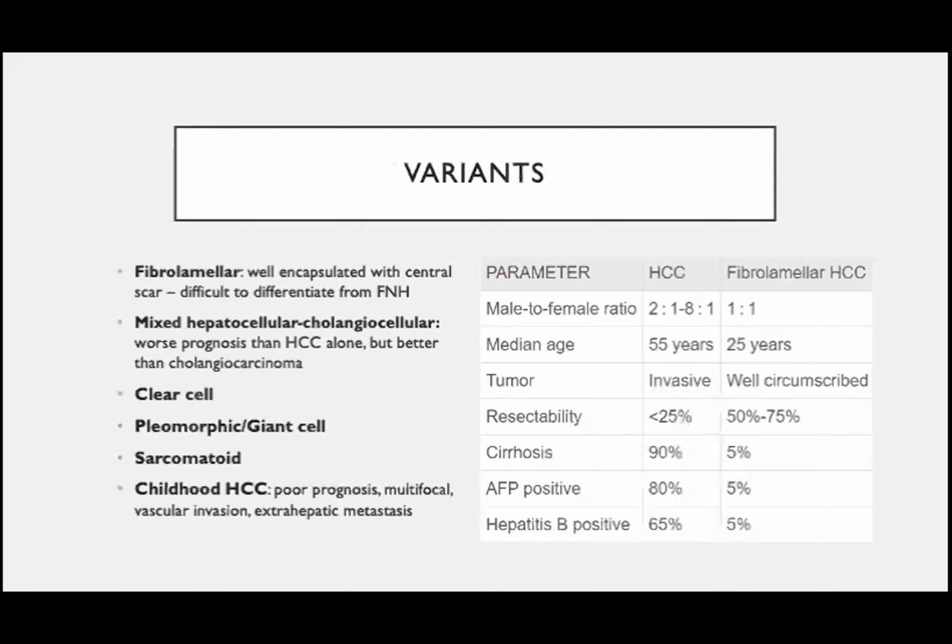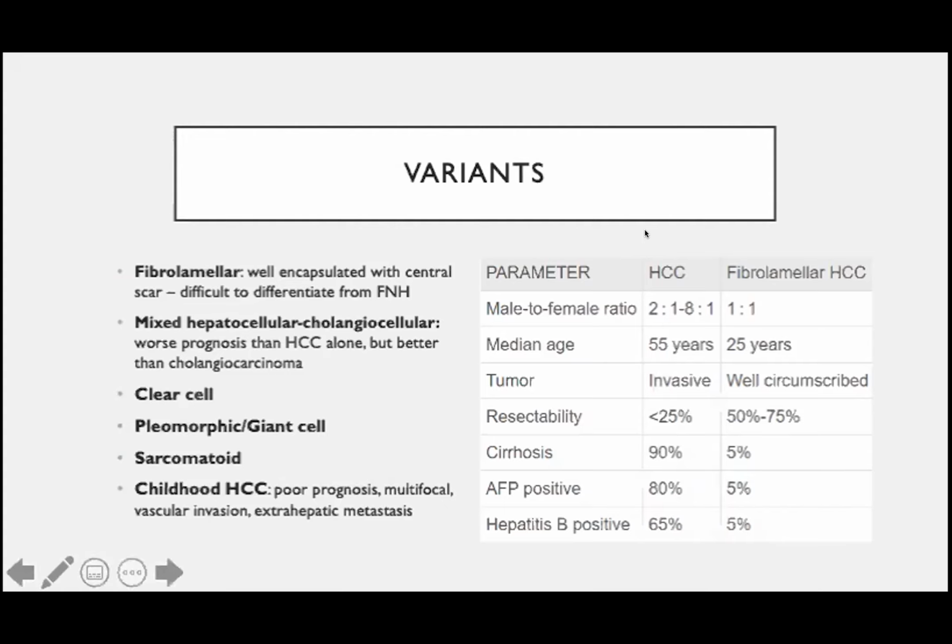I talked about this briefly, but there are variants. The fibrolamellar is well encapsulated with a central scar, so it's really difficult to differentiate from FNH. You can have mixed hepatocellular cholangiocellular. It has a worse prognosis than HCC alone, but better than cholangiocarcinoma, so it's sort of halfway between the two. There's clear cell, pleomorphic giant cell, sarcomatoid, and childhood HCC actually has a pretty poor prognosis. It's usually multifocal with vascular invasion and extrahepatic mets.